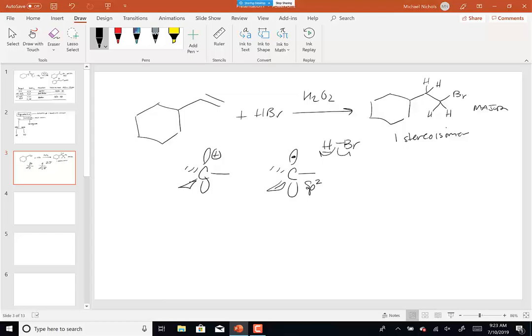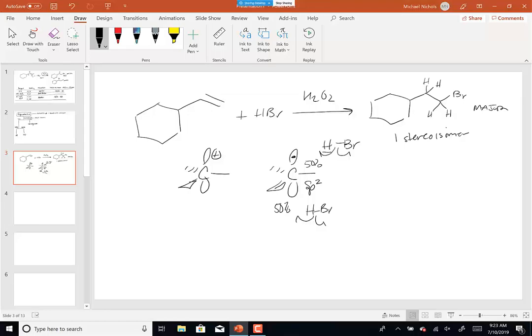Well, since there's two lobes, how's it going to add the hydrogen? There's nothing stopping it from adding on top. There's nothing preferential about it adding on the bottom. And so what's going to happen is you're going to add it 50-50, 50% of the time from the top, 50% of the time from the bottom. So I'm going to add the hydrogen in both positions.